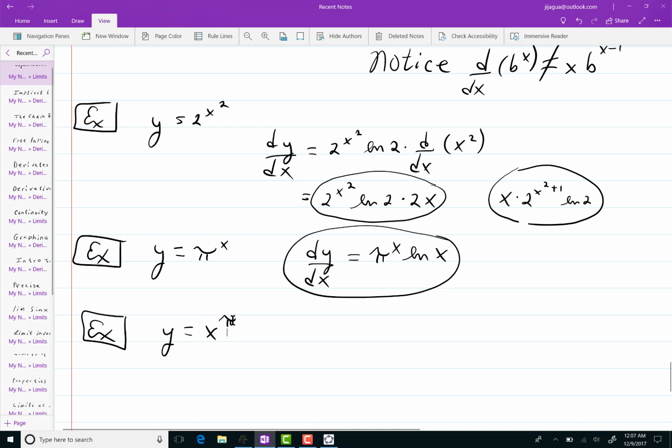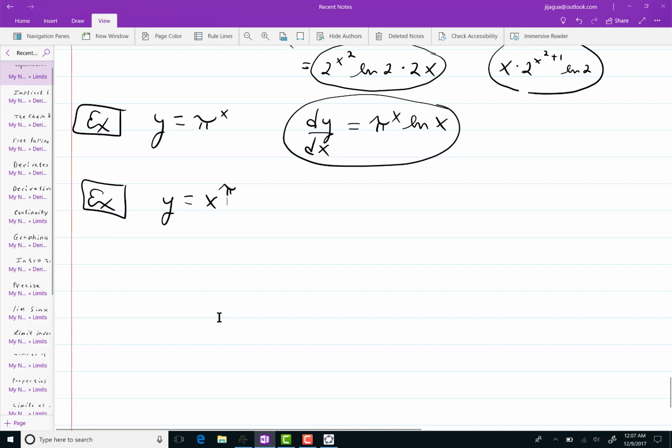Now let's take a look at x to the pi. Here you've got a variable base, but a number as an exponent. So this follows the familiar power rule. Nothing's fancy here. You're just going to have dy over dx will equal pi x to the pi minus 1. Except we haven't really dealt with irrational numbers. We have a power rule for rational numbers. So what do we do in this case?